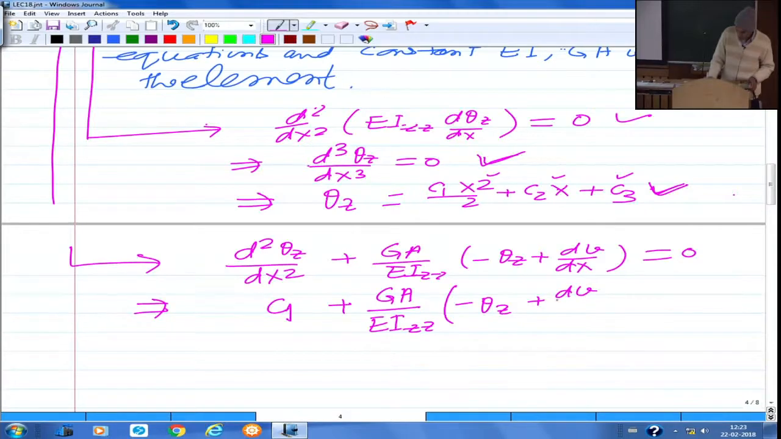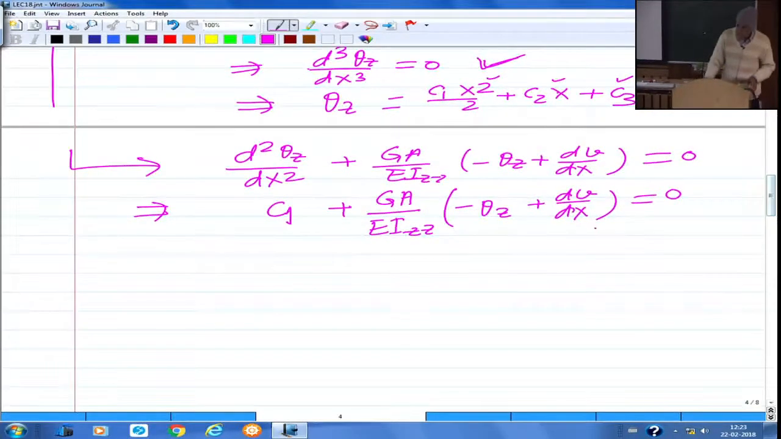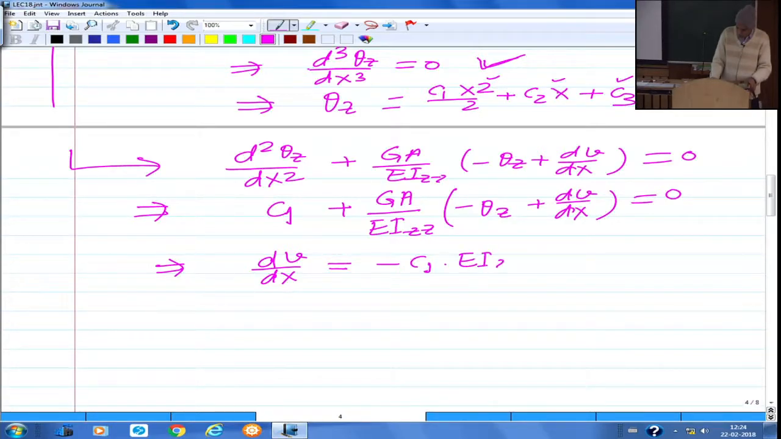If we want to get V, we will have to take V to one side and the rest of the terms to the other side. So dV by dx from this equation can be written as, first you take C1 to the other side, so you will have minus C1, and then you multiply and divide by these terms, we will get Izz upon GA and plus theta z. This is what you will get. It's just the manipulation of this equation. We want to get the expression for dV by dx.